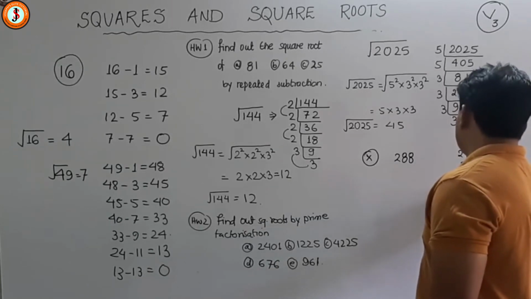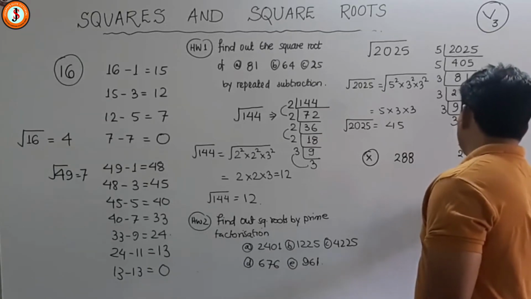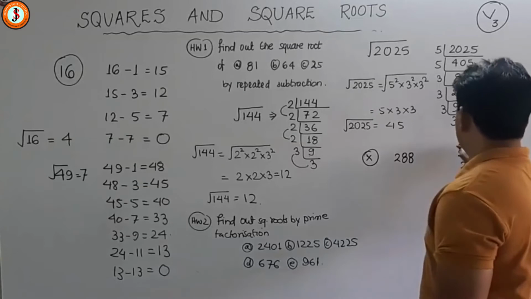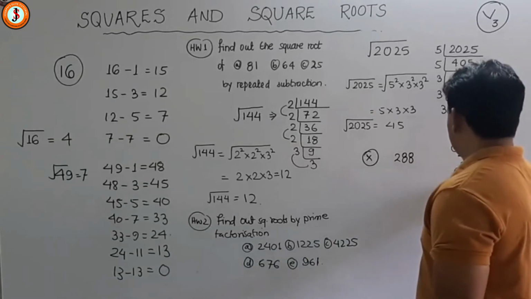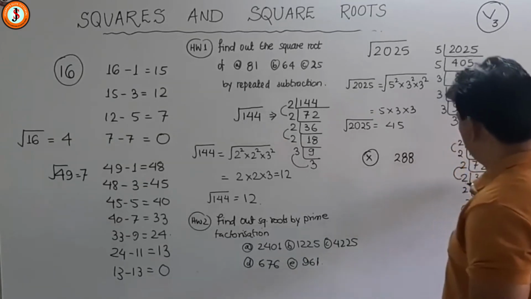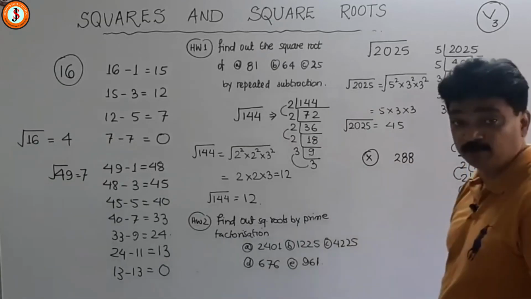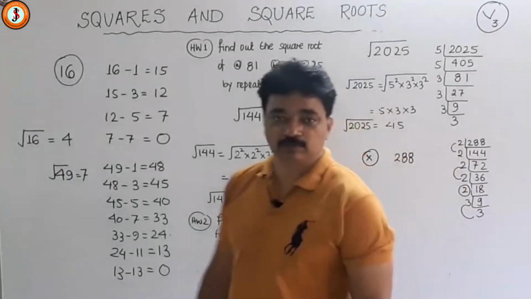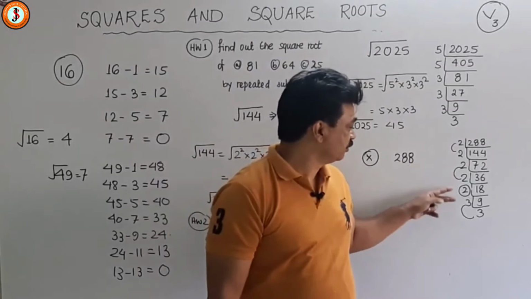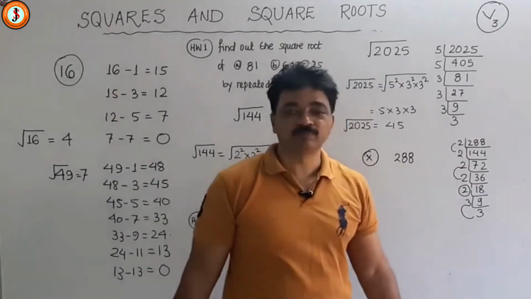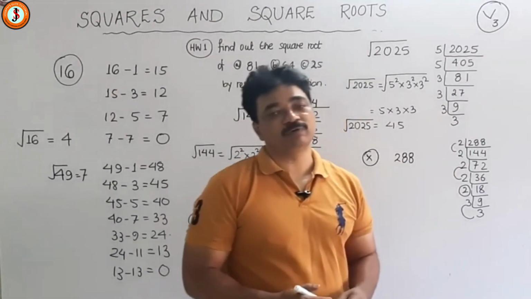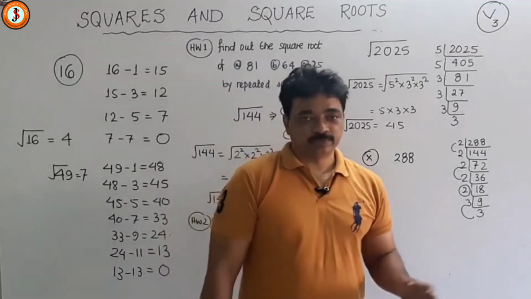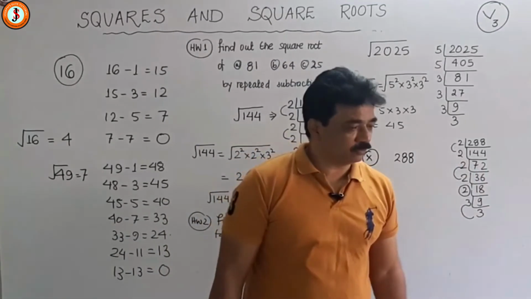It all appears good till now. Now see, pair it: 2, 2 and 3. All of them have a pair, but this fellow does not have a pair. Everybody has got a friend, he is lonely. So that means it is not a perfect square. So you know how to also find it.